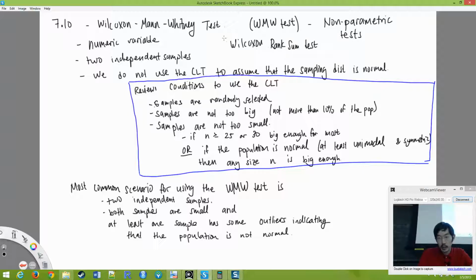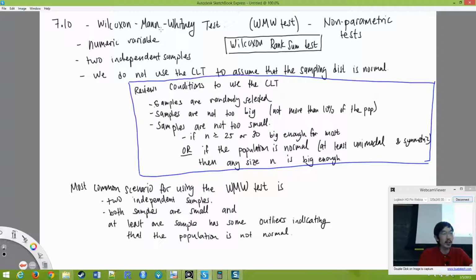Okay, the Wilcoxon rank sum test, when you go through it, looks completely different. Everything about it looks different, but it turns out that the conclusions made from the Wilcoxon rank sum test will match up with the conclusions from the Wilcoxon-Mann-Whitney test.